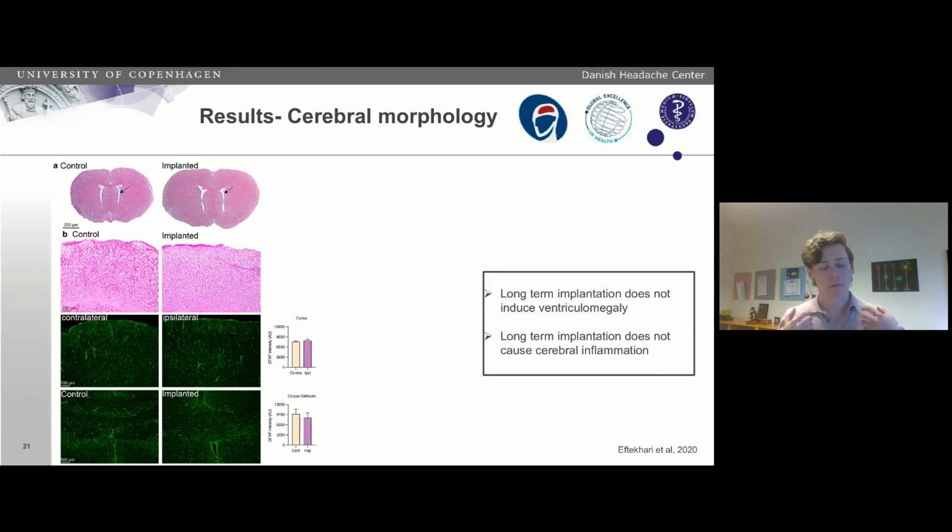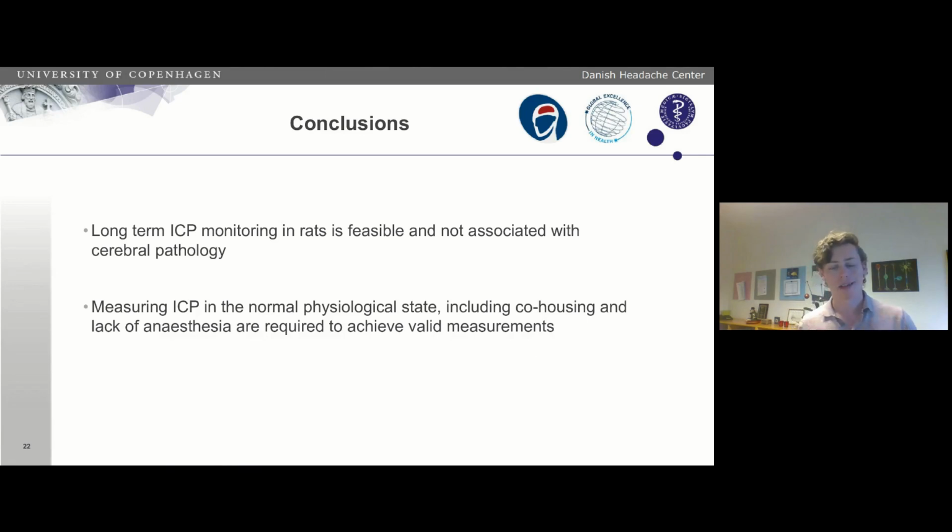So these animals can be implanted long-term. We get really good physiological measurements, and it does not damage the brain, which, that's the ideal situation. So to summarize this paper, long-term ICP monitoring in rats is feasible and is not associated with cerebral pathology. And that measuring ICP in the normal physiological states, including co-housing and the lack of anesthesia, are required to achieve valid ICP measurements, at least when you want to look at true physiology.